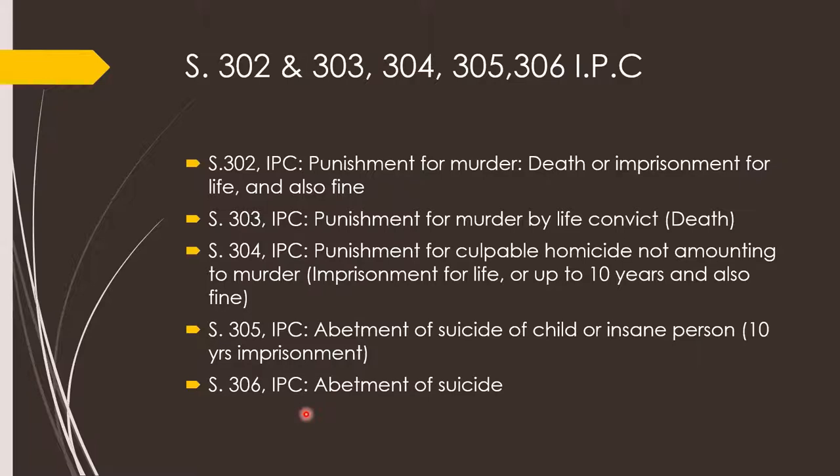Section 305 is abetment of suicide of child or insane person. Abetment means causing the suicide of child or insane person. The punishment is 10 years imprisonment. Section 306 IPC is abetment of suicide by an adult.